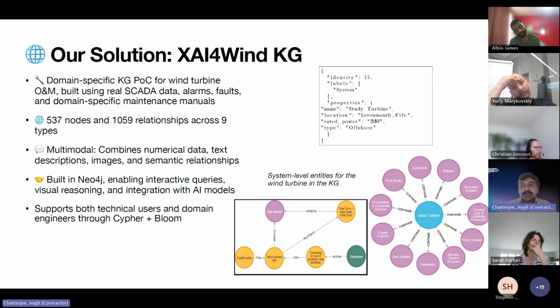You have a turbine called study turbine that has a rated power of 7 megawatt. It's an offshore wind turbine. Location is Leavenmouth. So that's just an example of the kind of properties you could assign to the node. And the study turbine can contain multiple subsystems. As you see, it has several things like blades, converter, plug brake, and power cabinet and things like that. And then with that knowledge graph, you could even build more comprehensive relationships.